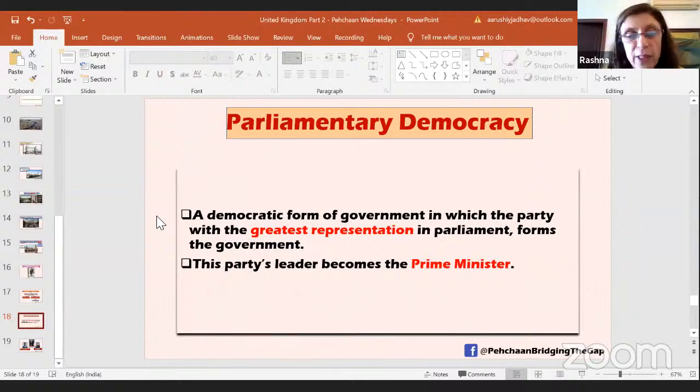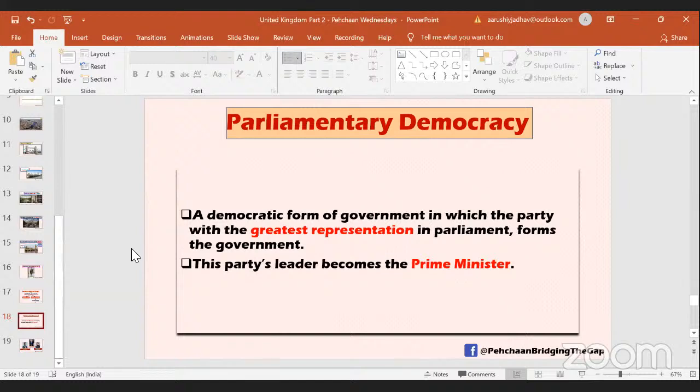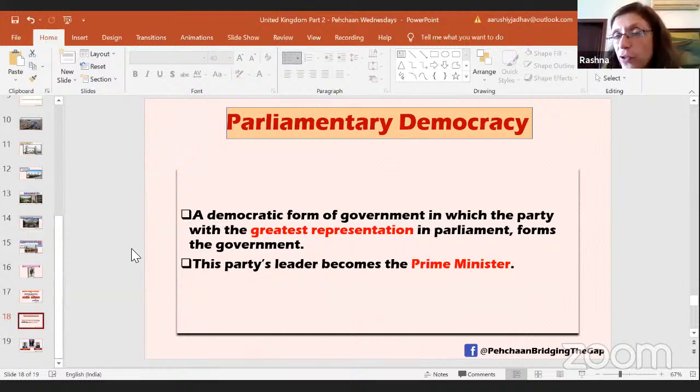Okay, Archita, stay with me. Very good. A democratic form of government. Democratic form means, how was the government formed? We form the government, right? By voting for them, correct? So a democratic form of government in which the party with the greatest representation in parliament forms the government. Right, Archita? Can you explain to us a little bit in your own words what this means?